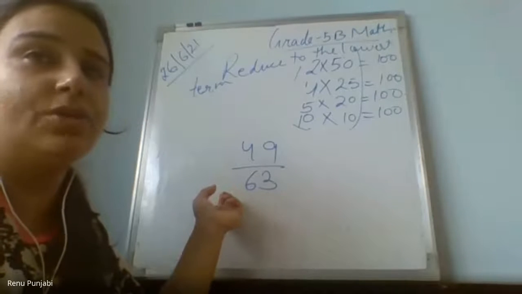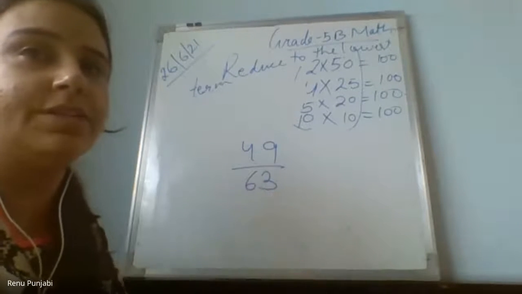Ma'am, it will come 1 in 8. I have not done 2 till 5, but 1 will come in 8. Ma'am, is this the reduced term? Yes, you need to reduce it. You need to make a short form or short fraction of this fraction.